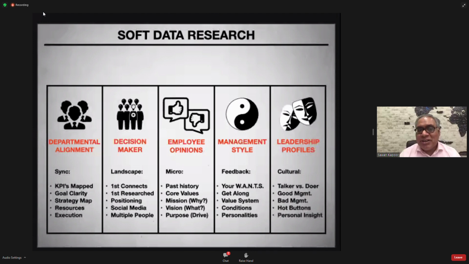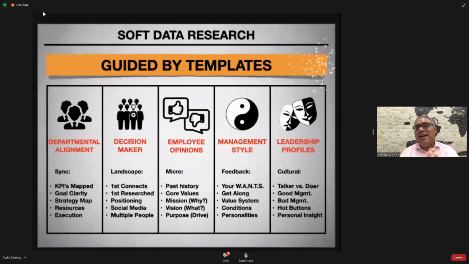And then you look at leadership profiles, because see, the leaders set the tone for the organization. Where the management is good, there bad employees will leave because they cannot hide in the system. But where the management is not good, there the good employees will leave because they are not getting the support to play at their best. And you need to understand who has what hot buttons. How does influence work in the company? Who is facing what kind of situational pressures? All of this personal insight, again, is revealed because it is guided entirely by templates.